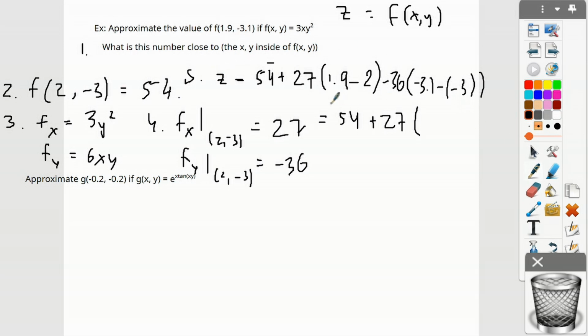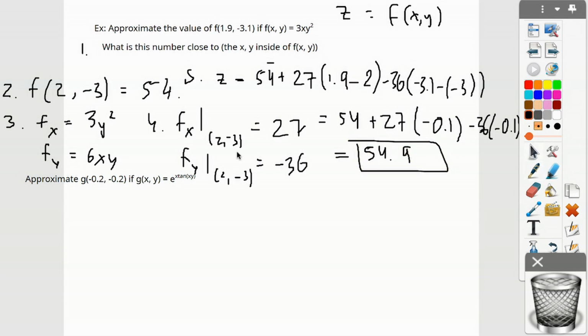1.9, negative 3.1. So 54 minus 27 times negative 0.1, and then minus 36 times negative 0.1, which will get you what? This will get you 54.9, and that is the final answer. That's your approximation of f of 1.9, negative 3.1 right there.